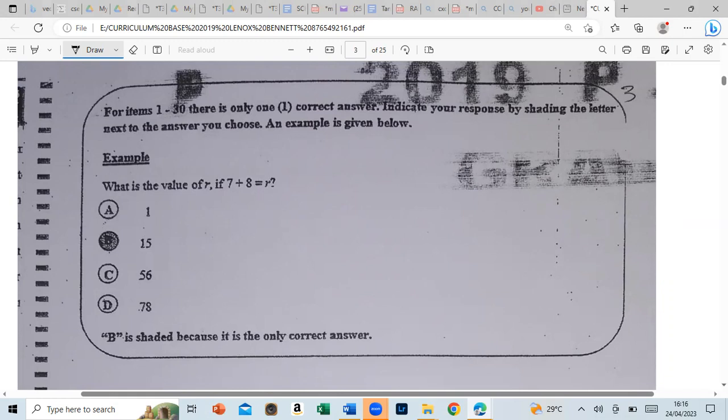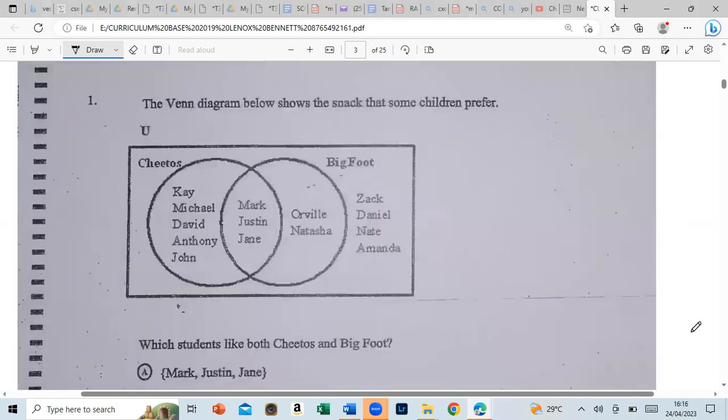Let's get into it. The Venn diagram shows the snacks that some children prefer. It says, which students like both Cheetos and Bigfoot? Those who like Cheetos and Bigfoot will fall right here. So that would be Mark, Justin, and Jane. So, starting off nicely with the first question.